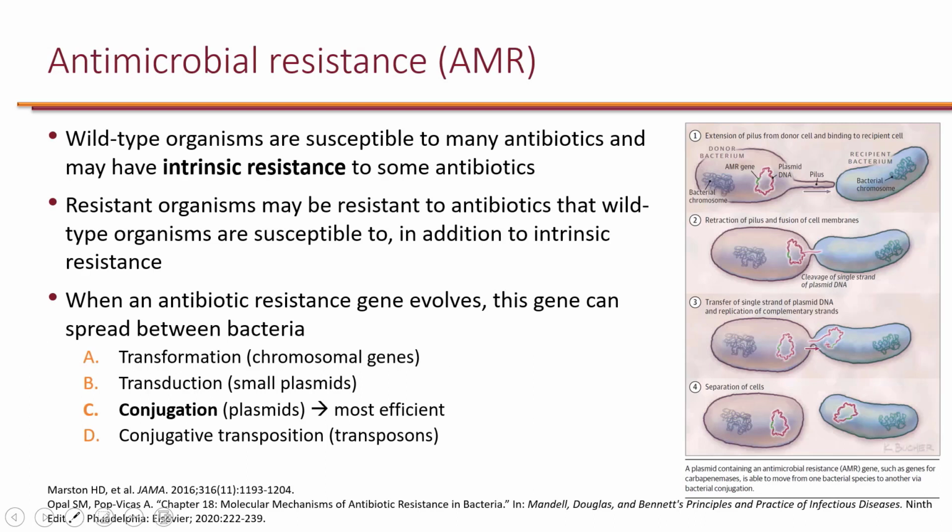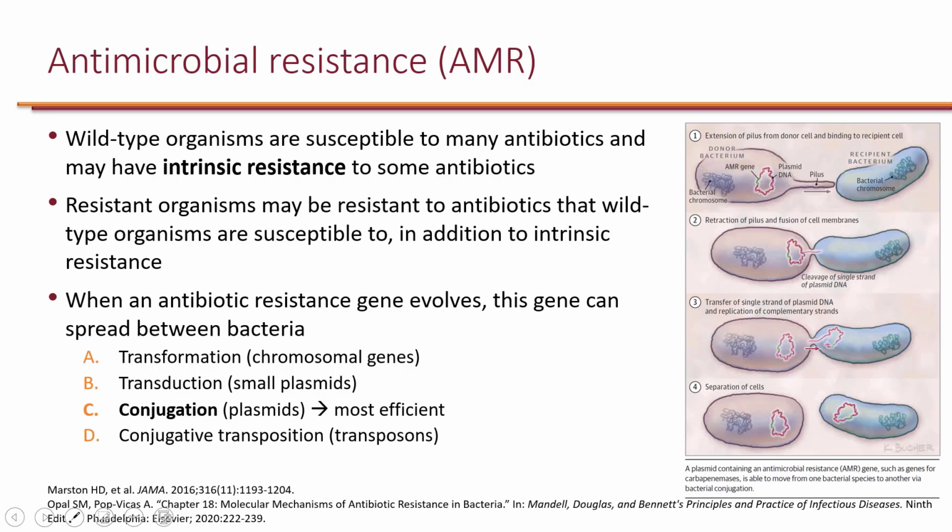Wild-type bacteria are susceptible to many antibiotics, and they are called wild-type because they have not developed resistance through mutations or acquisition. However, they can still be resistant to some antibiotics intrinsically, and that's what determines the spectrum of activity of antibiotics.